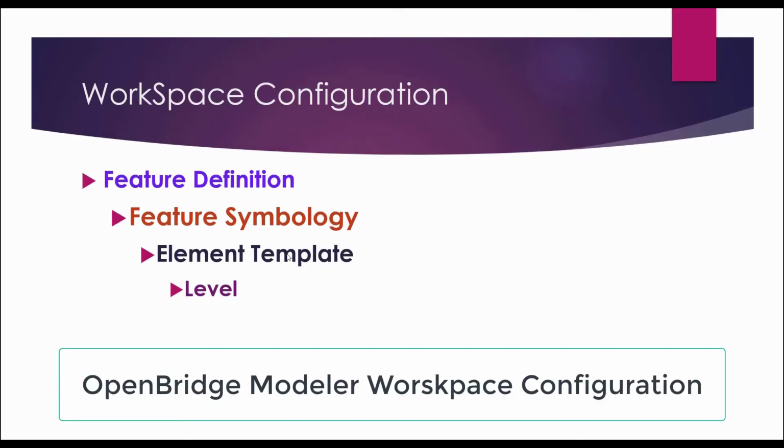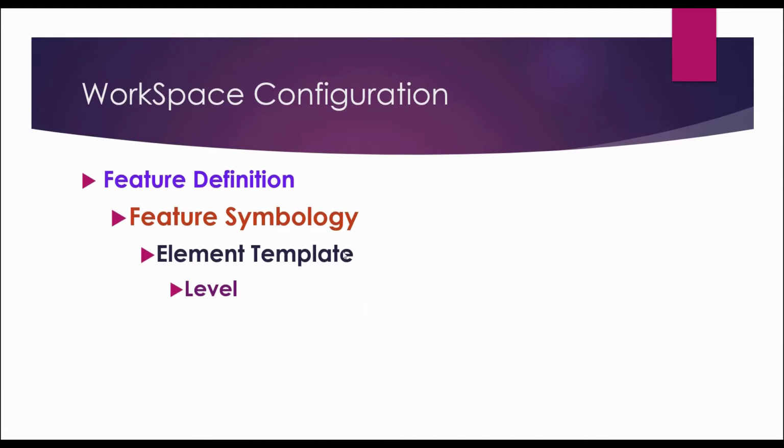For workspace configuration, we need to define 4 tiers of item here. First one is level, then second tier would be element template on top of the level. Then this goes into the feature symbology and that goes into the feature definition. We'll see in a minute.